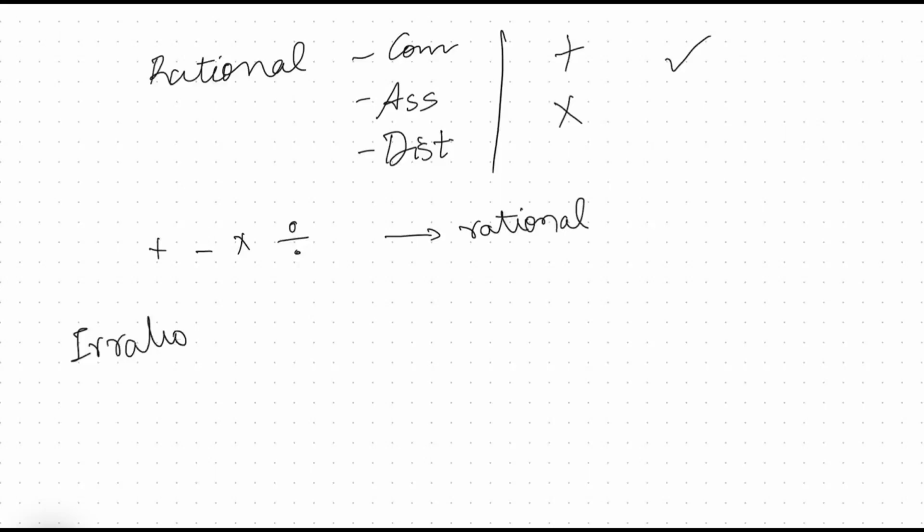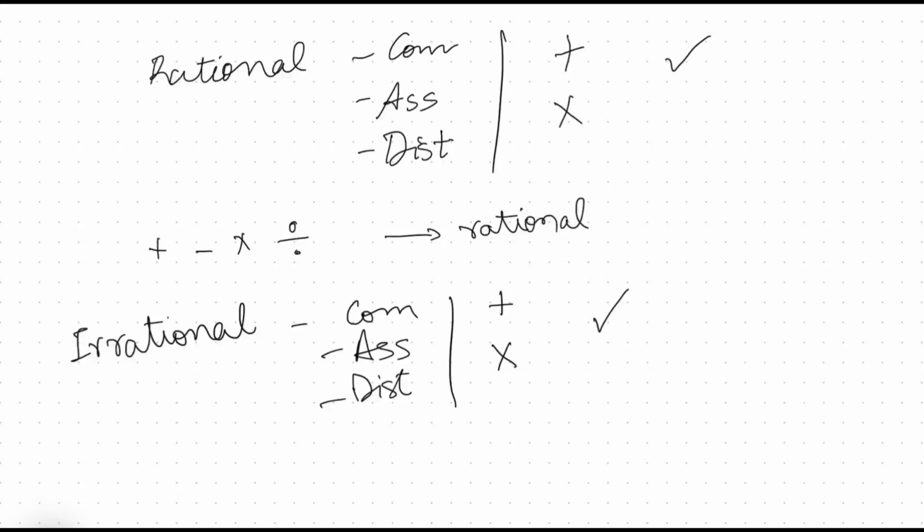What about irrational numbers? In this case, the commutative, associative, and distributive properties of addition and multiplication are satisfied. However, when you carry out operations such as addition, subtraction, multiplication, and division, you may or may not get irrational numbers. Sometimes you could get rational numbers. Doesn't it seem interesting? So now let's look at some examples.